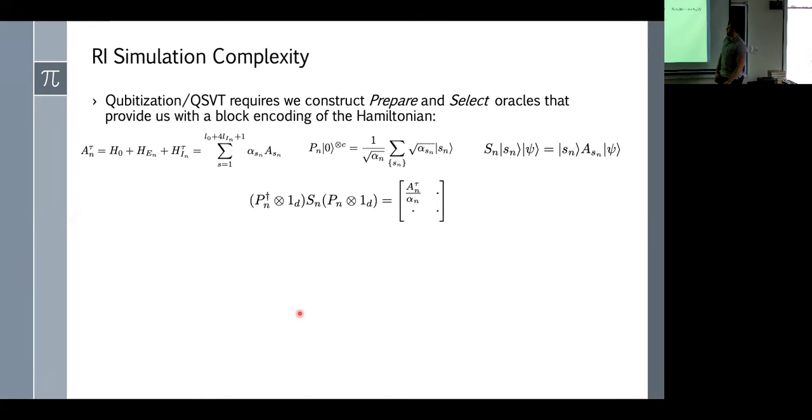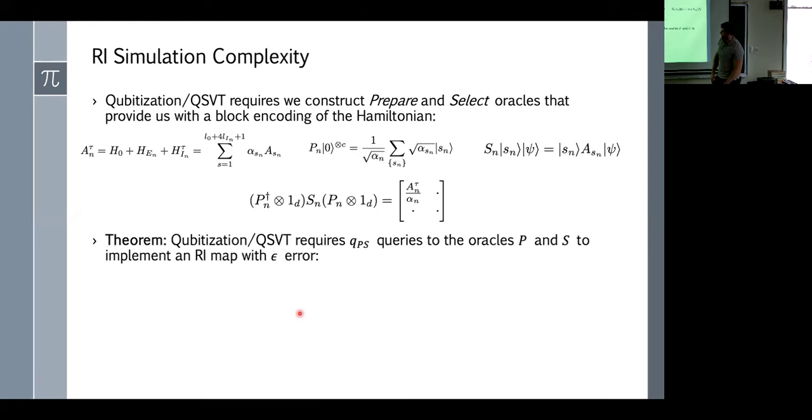So the purpose of this isn't to explain how qubitization and QSVT works, it's quite technical and we don't have enough time for that. But this is just to give an idea of the query complexity I'm going to introduce and discuss. When you actually implement these algorithms, what they do is perform a series of reflections and rotations about this effective qubitized space to encode the exponential of the evolution that we want. So another informal theorem statement: qubitization or quantum singular value transformation requires this many queries to these oracles to implement the repeated interaction map with error epsilon.